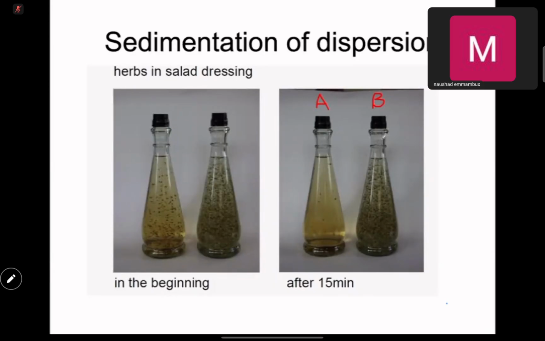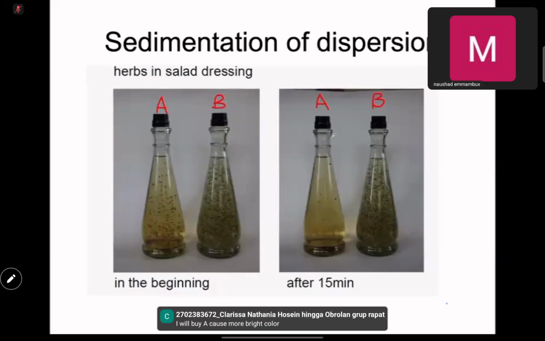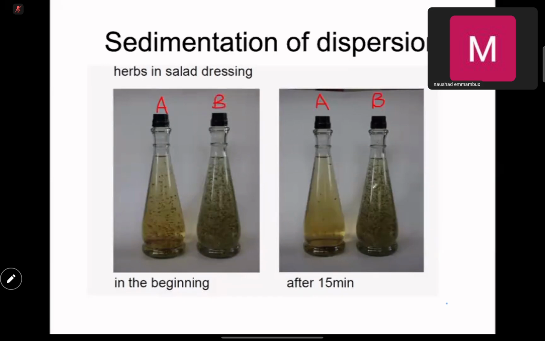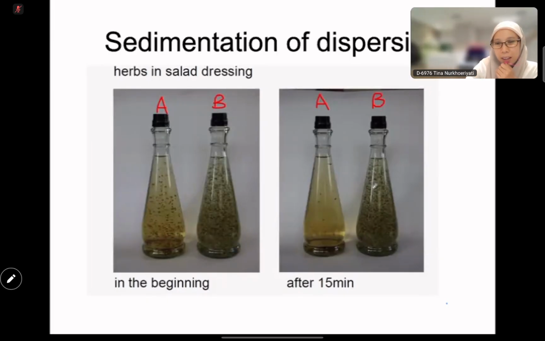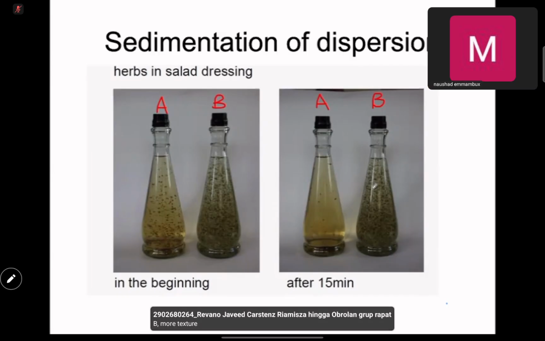So this is A, and this is B. Which one is more appealing to you? After you buy it, after some time all the herbs sediment here compared to B. So which one will you prefer to buy? One answer preferred B. Yeah, I prefer B. Yeah, B.